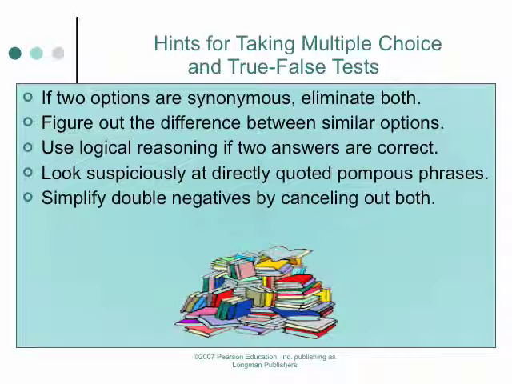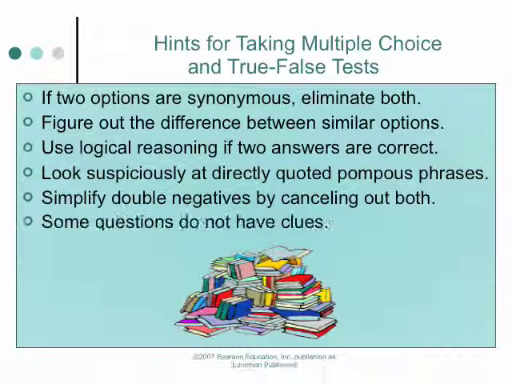Simplify double negatives by canceling out both. So if it says no, never, or none, no one, that is incorrect grammar, first of all. And second, cancel it out because it's a trap. So don't use that option.